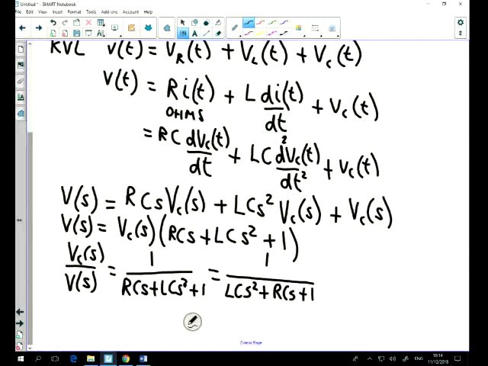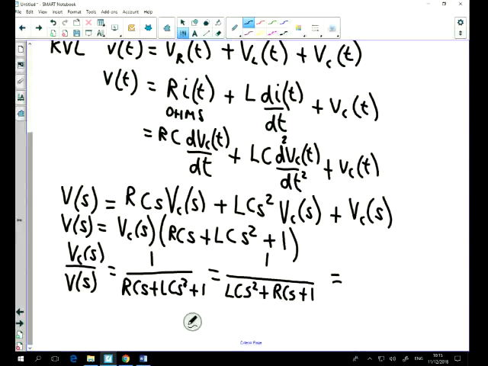So you can do that with any equation that you get that looks like it might be second order. Just rearrange it so you've always got the highest power of S on the left-hand side. It just makes it easier to analyze it. And then finally, normally we're used to seeing S squared plus 2 zeta omega n S plus omega n squared.